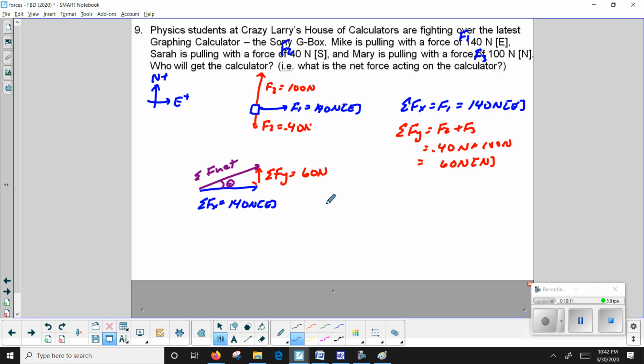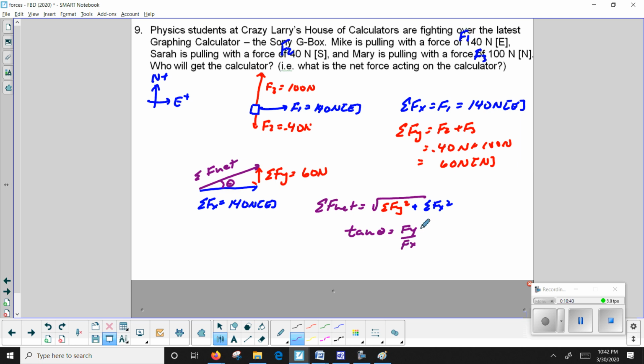So what you do is you do the Pythagorean theorem. It's going to be the square root of the sum of the forces in the y squared plus the sum of the forces in the x, all squared. And then for the angle, you're going to use tan of the angle is equal to opposite over adjacent, and you'll get your values.